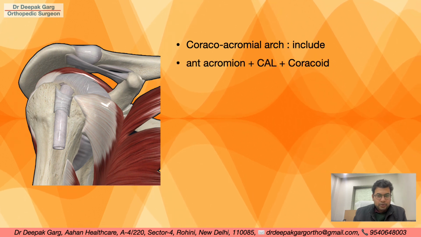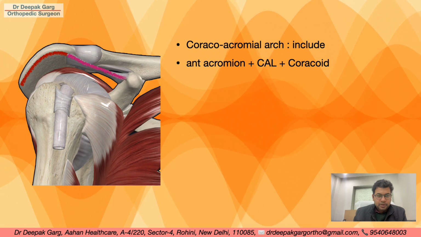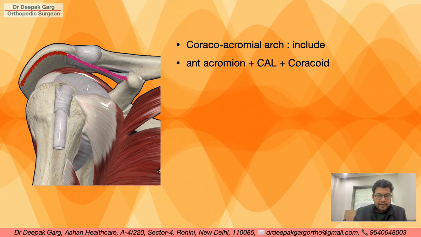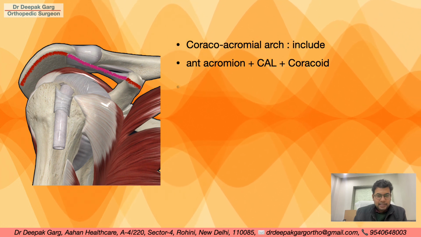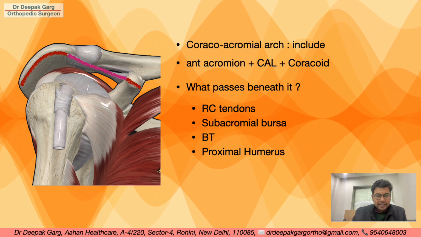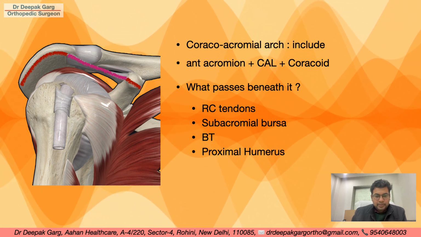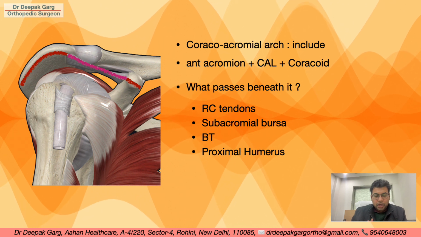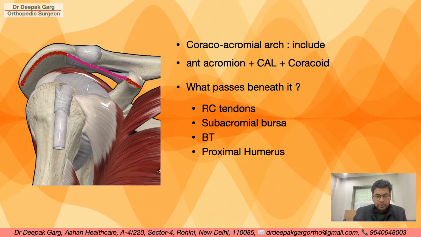The coracoacromial arch is made up of the anterior part of the acromion, coracoacromial ligament and coracoid process. And we should know the structures which pass beneath the coracoacromial arch, and these are rotator cuff tendons, subacromial bursa, biceps tendon and the head of the proximal humerus. So these are the structures which pass beneath the coracoacromial arch.